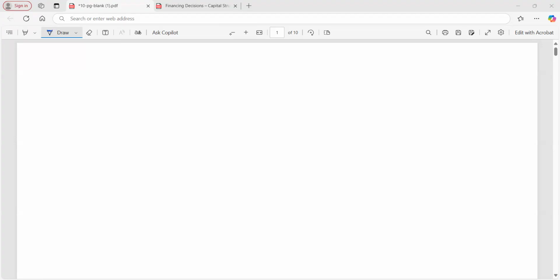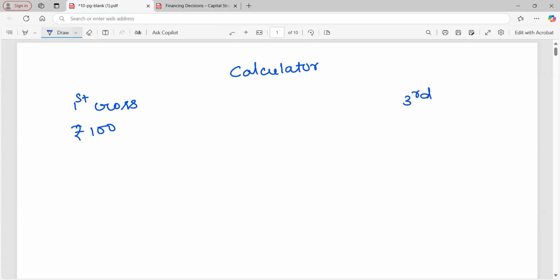For example, let's take a product, let's take a calculator. Let's say this calculator is selling at a price of rupees 100 in the first cross. Now the same, similar kind of calculator is sold at, let's say, 85 rupees in the third cross, right? So in one place it is being sold at 100, in another cross it is being sold at 85 rupees. Now let's say you are in the second cross and you have one calculator in your hand.